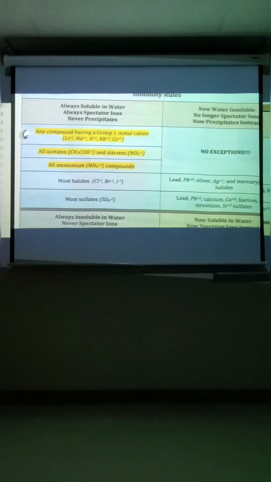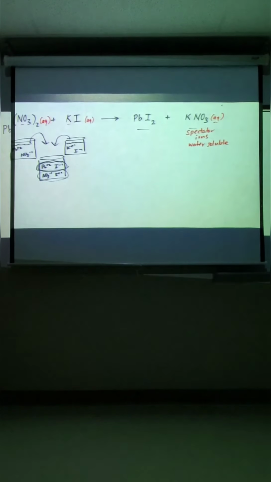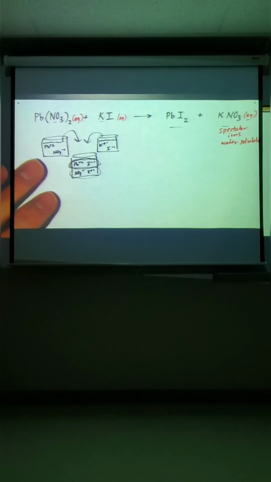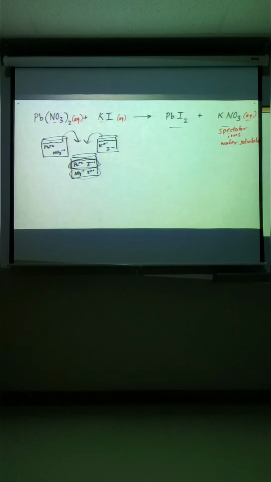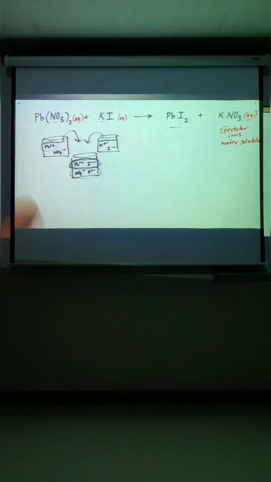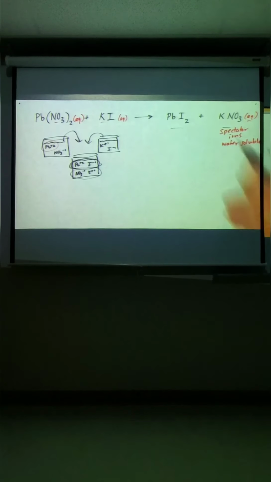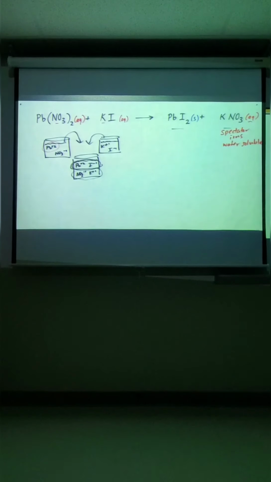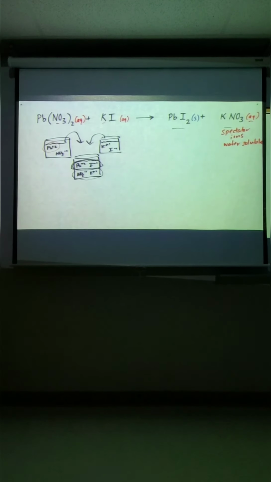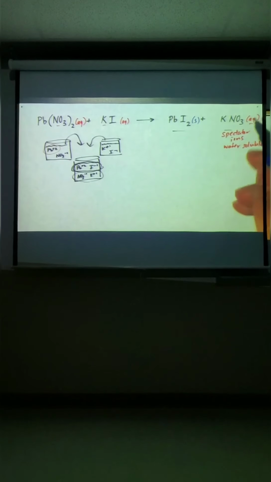But guess who came to the party? One of the 3 exceptions we said to worry about, lead, silver, and mercury, we have to worry about. And who came in this other party was lead. So because we see lead, we know that we're headed for a precipitate. This is one of the exceptions for our precipitates, for the iodide category. So this is a precipitate.